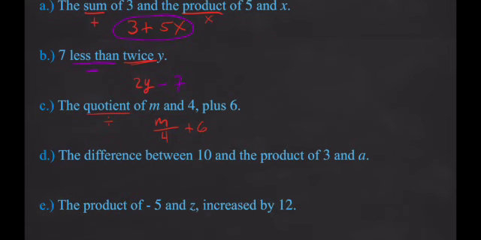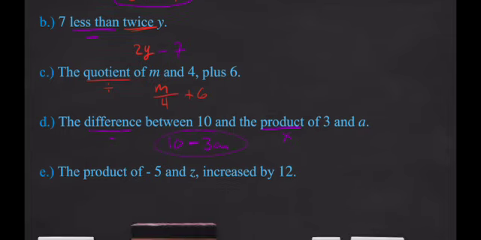Part D. The difference between 10 and the product of 3 and a. Difference means to subtract. Difference means to subtract two things. We have the difference between 10, so 10, and the product of 3 and a. Product we already said was multiplication, so we're multiplying 3 and a. So 10 minus 3 times a would be the expression for that one.